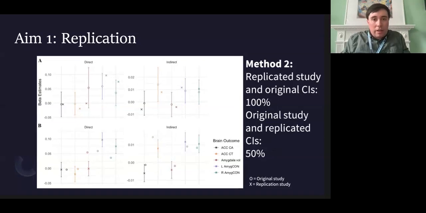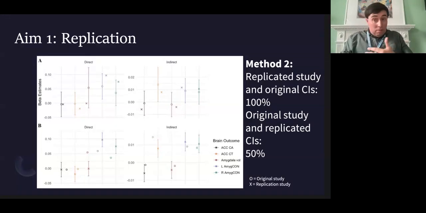The second way of looking at things, we looked at the confidence intervals. What we found is that the beta estimates from the replication models overlapped 100% of the time with the 95% confidence intervals in the original paper. But only 50% of the beta estimates from the original paper overlapped with the 95% confidence intervals from the replicated models. That makes sense at the larger sample, with the smaller confidence intervals, I would say. It's interesting that it's that way around. And this also shows the importance of testing both directions and not just using confidence intervals of one.